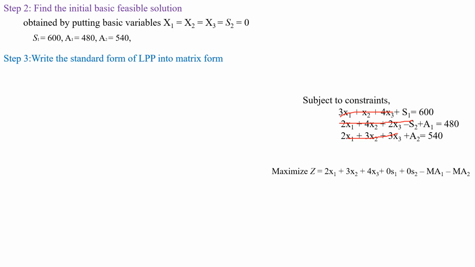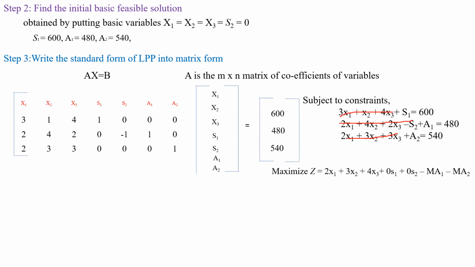Next step is to write the standard form of the LPP in matrix form, that is AX equal to B. Here A is the m by n matrix of coefficients of variables, X is the columnar matrix for all the variables, and B is the columnar matrix for the right hand side values in the constraint equations. So first we have to write the matrix A, that is the coefficients of all the variables in the three constraint equations. For this we have to observe all the constraint equations. First we observe the first constraint equation.